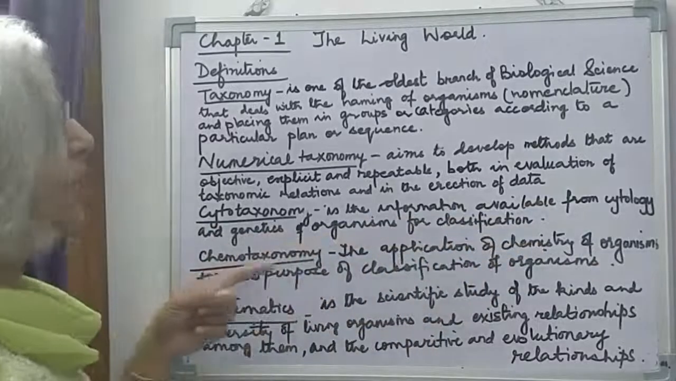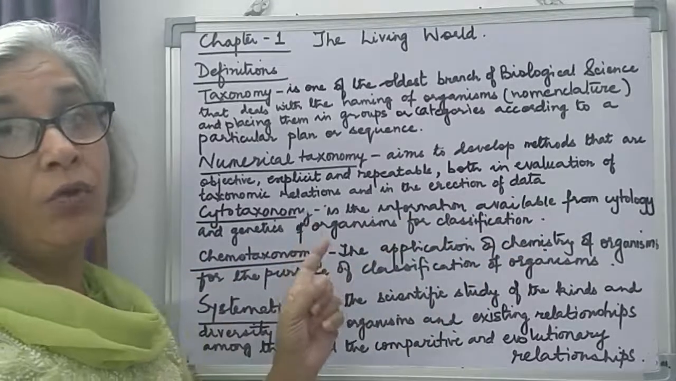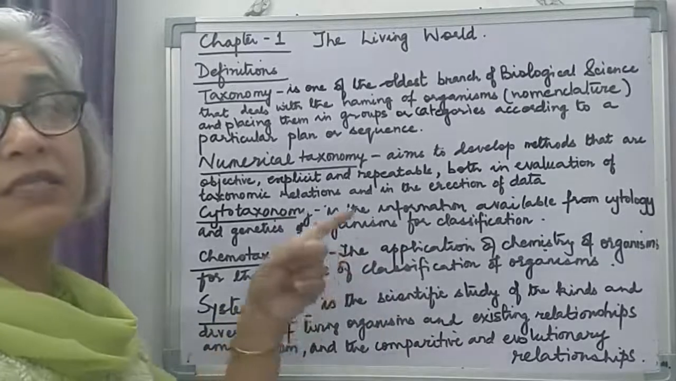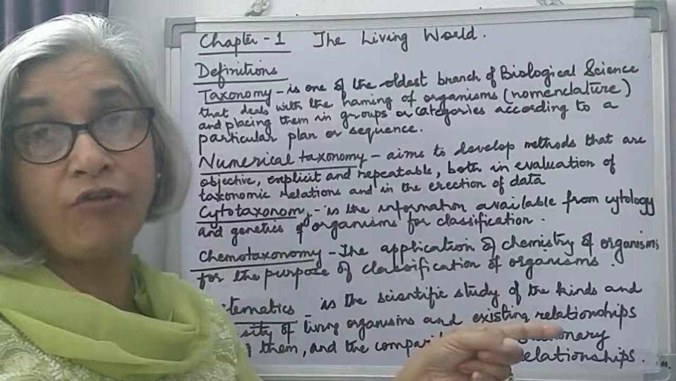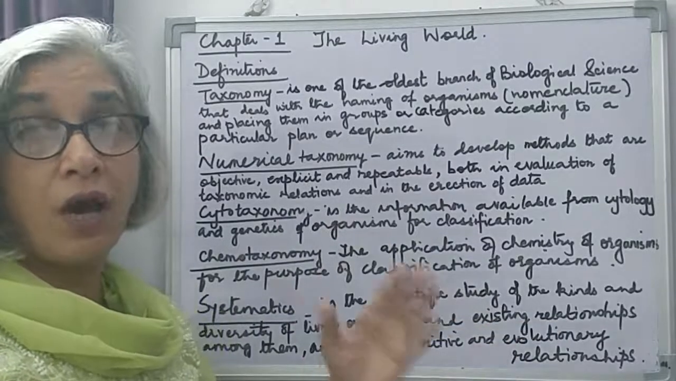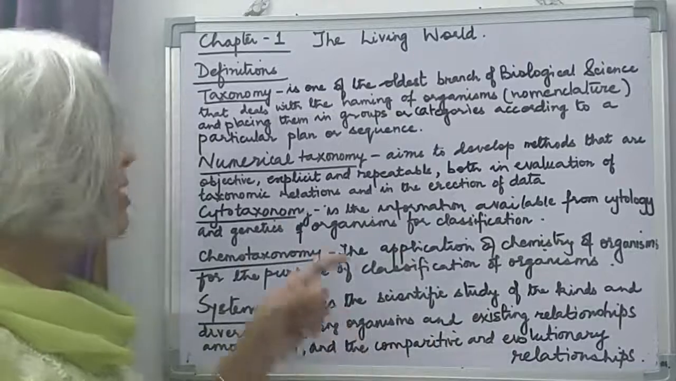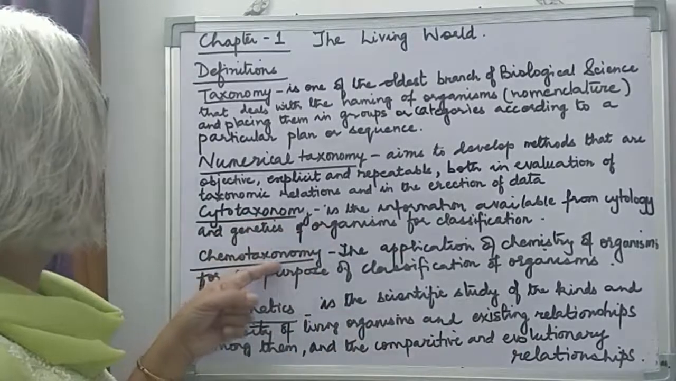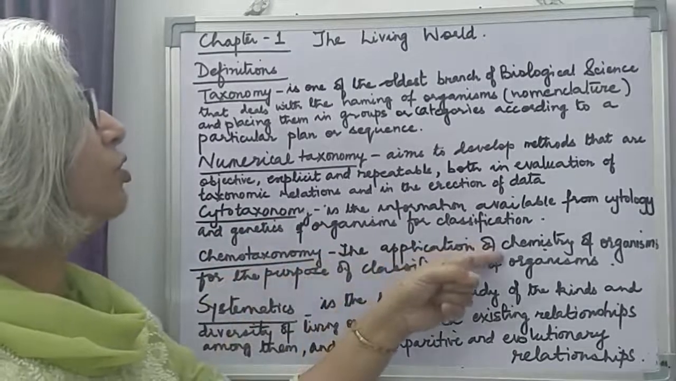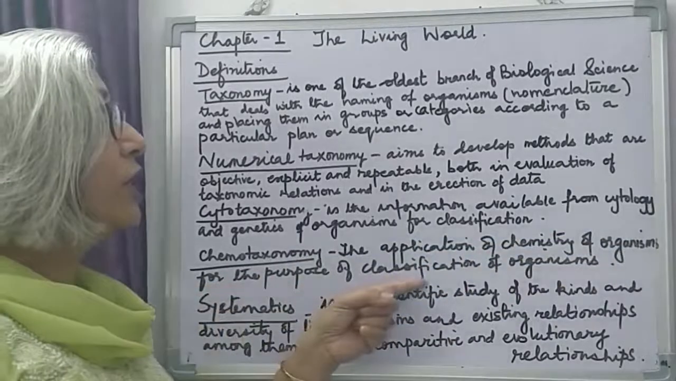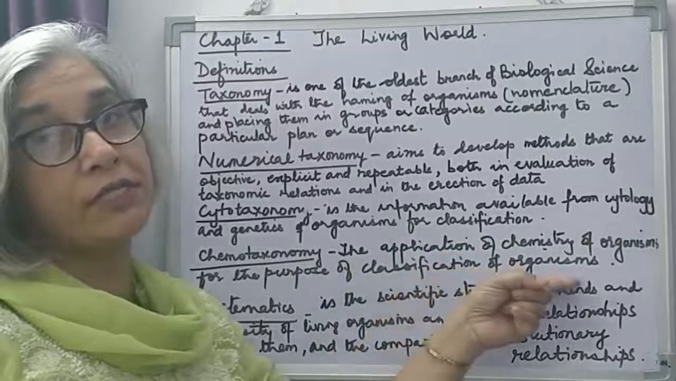Then the next is chemotaxonomy. Chemo word comes from chemical. So when we are taking into consideration the chemistry of the living organisms and how that is helping in classification of organisms in different categories. So chemotaxonomy is the application of chemistry of organisms for the purpose of classification of organisms.